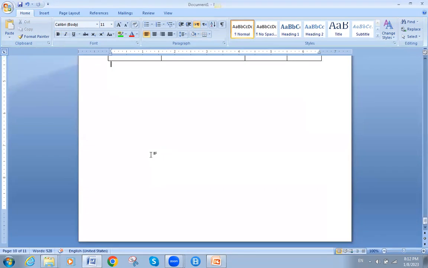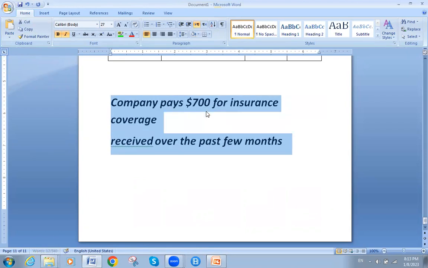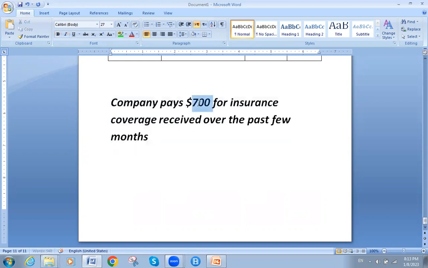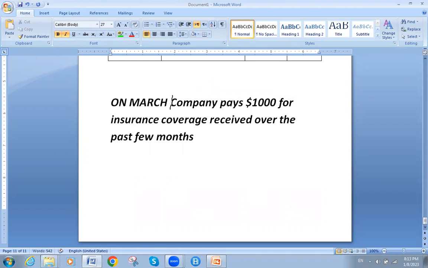Let us start a new page here. Control and V. And here we go. So let's say the company pays 1,000. We'll change it for insurance. That was on March 1. On March 1, company pays $1,000 for insurance. This is the reason, the insurance. And pay means paid in cash. She paid in cash. So from insurance, you can say insurance payable, or you can say insurance into cash.